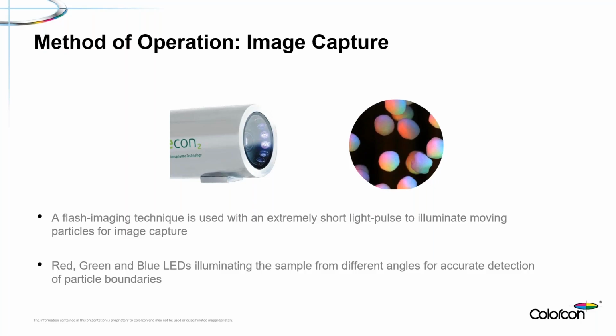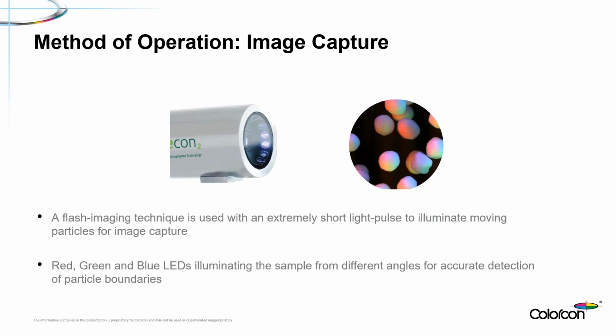The camera frame rate doesn't go quite high enough, so instead we use an extremely short duration pulse of light, about 5 microseconds long, to allow us to measure particles moving at up to around 10 to 12 meters per second.